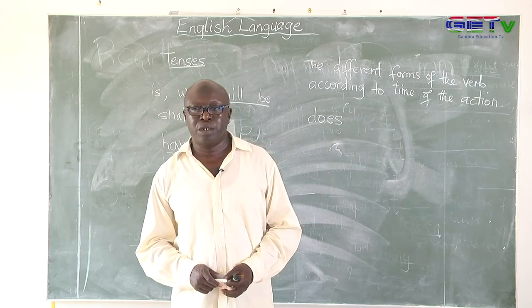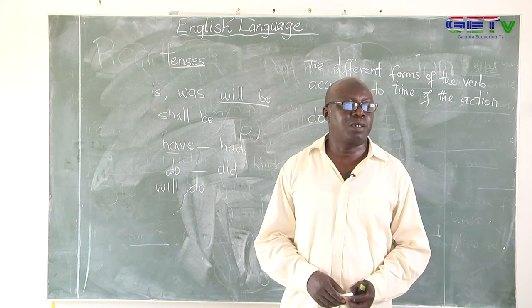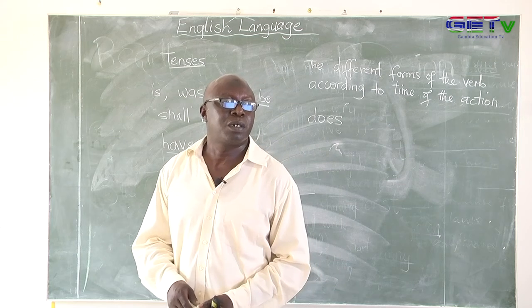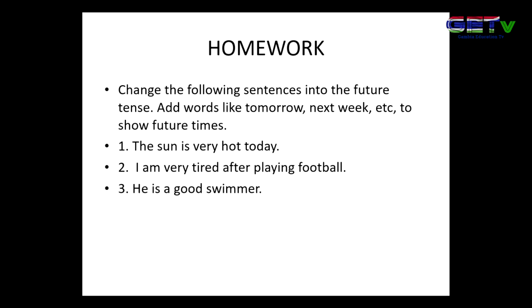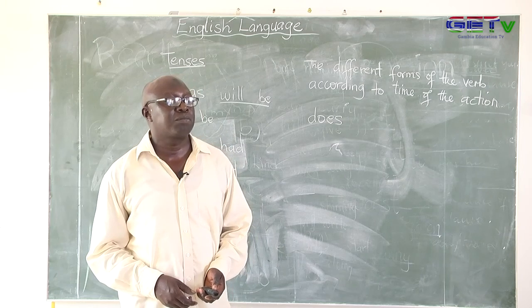Now you have a homework, yeah? And that is changing the following sentences into the future tense. Add words like tomorrow, next week, etc., to show future times. Okay? The sun is very hot today. Remember, you are going to change it to future tense, that is time to come, not yet. Okay? I am very tired after playing football. He is a good swimmer. These three questions, you should do them as homework, and when we meet again, we'll have a look at them.